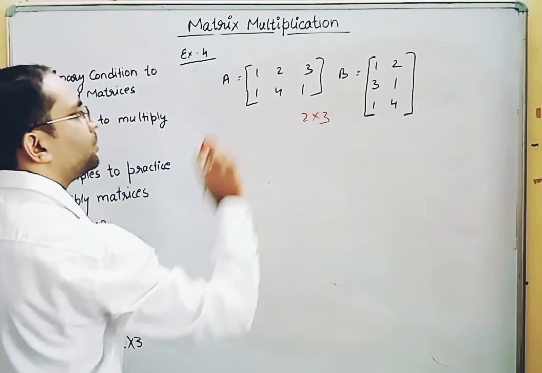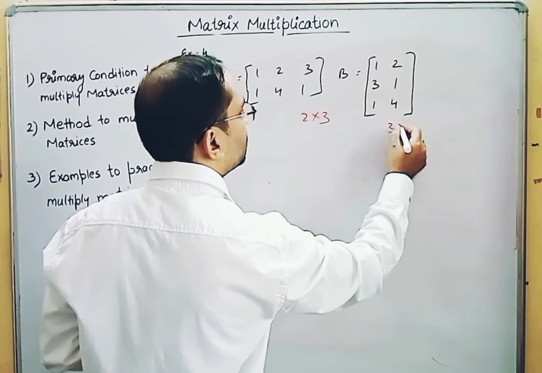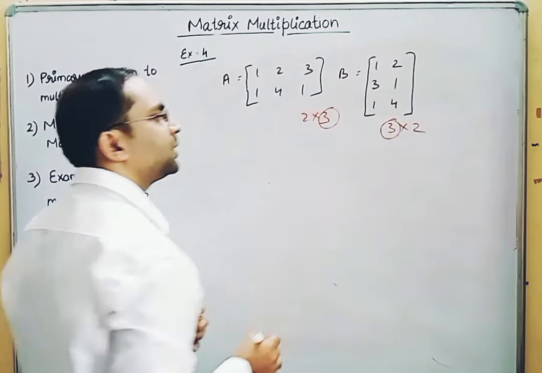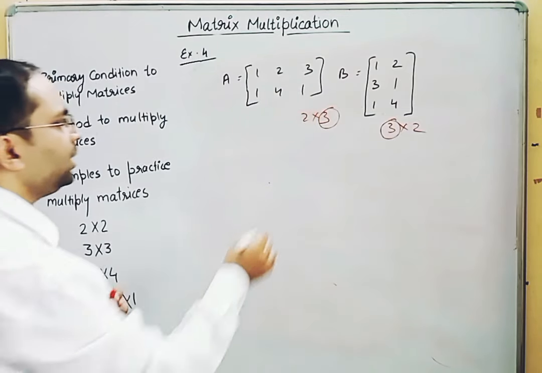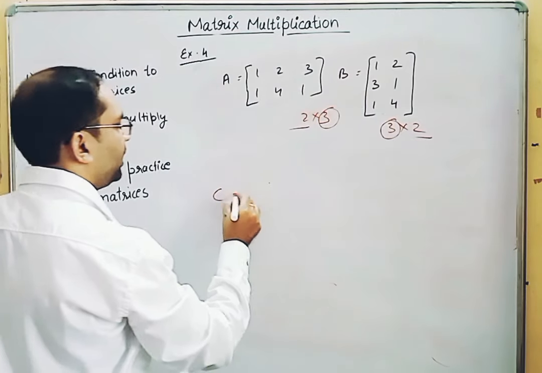So we have 2 rows and 3 columns. In this we have 3 cross 2. So this is 3 cross 2. So here the 3 and the 3 are same. So we'll be able to multiply this and the resultant will be a 2 by 2 matrix. So let's write a 2 by 2 matrix.